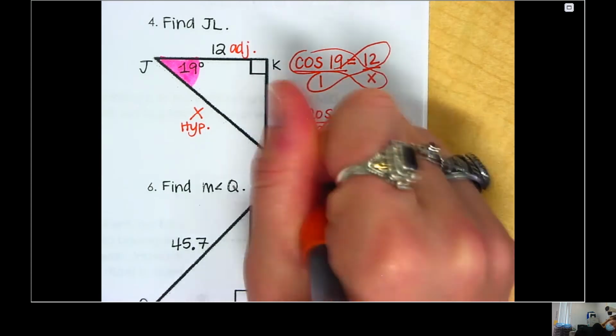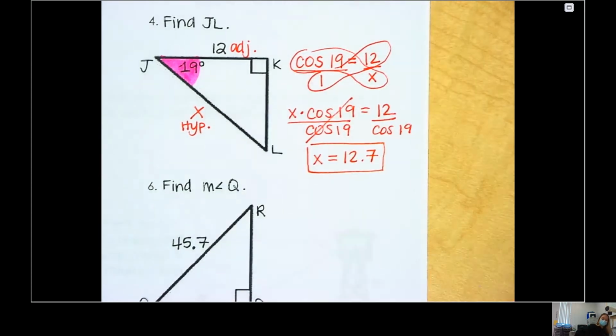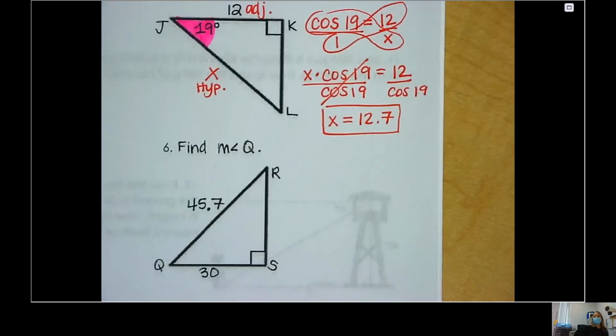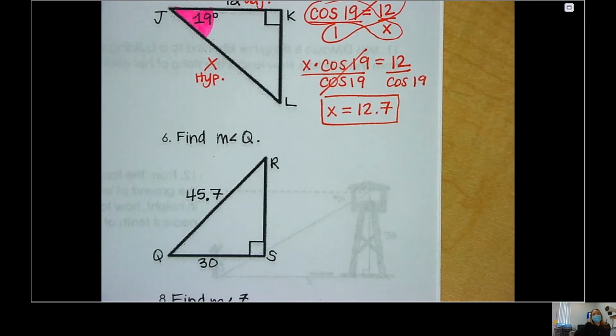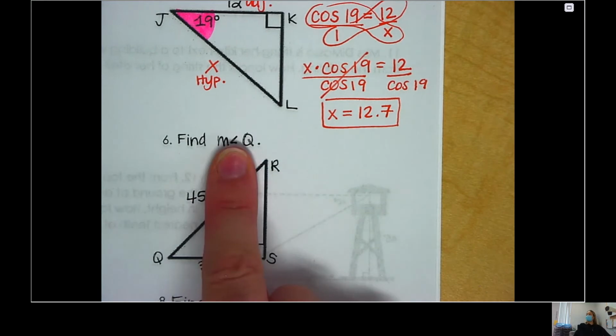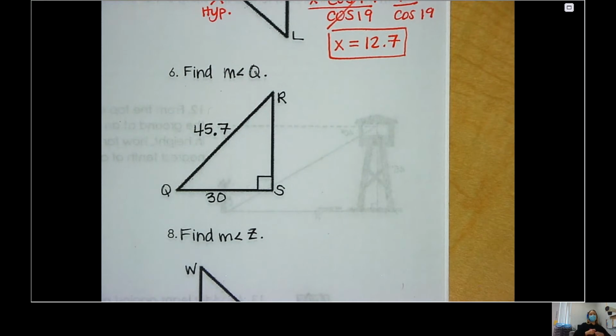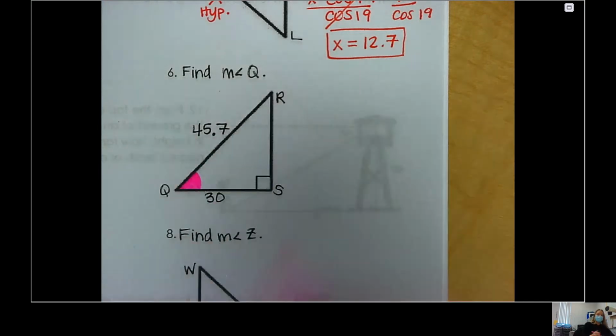All right, I'm going to do one more with you, and then you're going to do the rest on your own. I'm going to do number 6 with you right underneath. Now, what's different about number 6? Trey? I don't have my reference angle this time. Very nice. So I'm asking you this time to solve for a reference angle. All right, let's highlight our angle Q. That's our reference angle. Even though we don't know it, still highlight it or circle it or something.